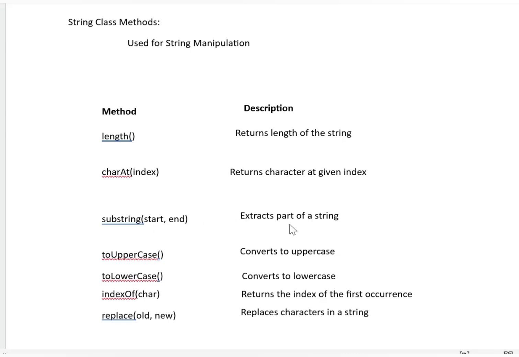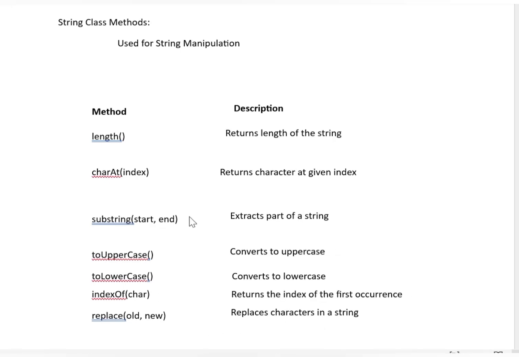It extracts part of a string. Next, toUpperCase converts the characters to uppercase, and toLowerCase converts all the characters into lowercase. indexOf(char) returns the index of the particular character you have provided, and replace(old, new) replaces the old characters in a string with the new characters that you give. So this is all about the string predefined methods that can be seen in the string predefined class. Now let us try to make use of all these methods by taking an example.